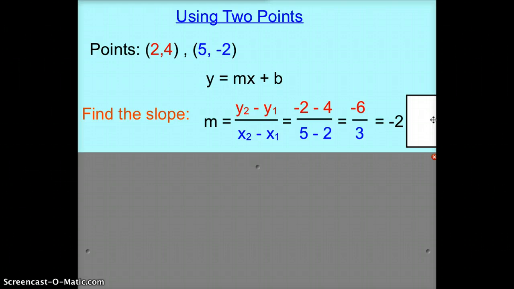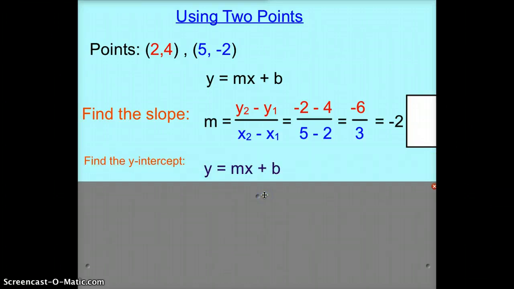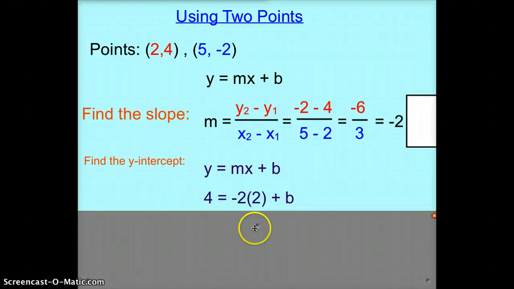Now that we know our slope, we can follow the same steps we did when we were finding the equation from the slope and a point. You can use either of the points to find the y-intercept. It does not matter which one you choose, you will get the same answer. Here's our equation again, y equals mx plus b. We're going to fill in what we know. I've decided to use the point 2, 4, so I filled in 2 for my x value, 4 for my y value, and negative 2 is my slope. That's what we found. Now I can solve for b.